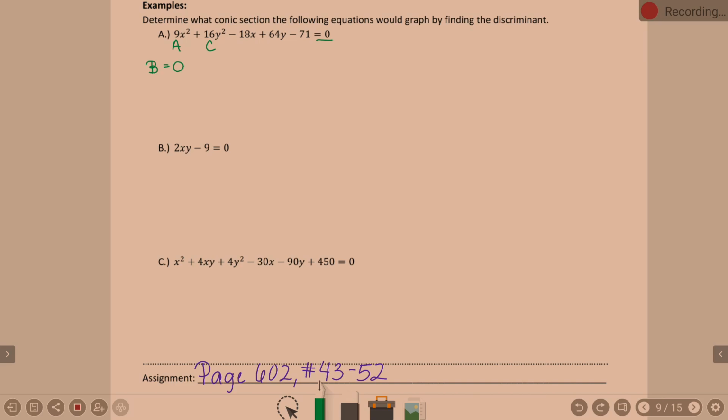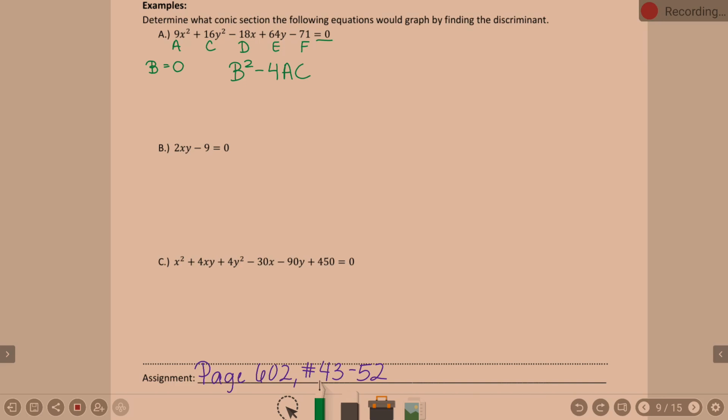Okay. What is this negative 18? D. It's D because it's the coefficient of x. What's 64? E because it's the coefficient of y. And negative 71 is F because it's the constant. Okay, guys. You need to find your discriminant. B squared minus 4AC.